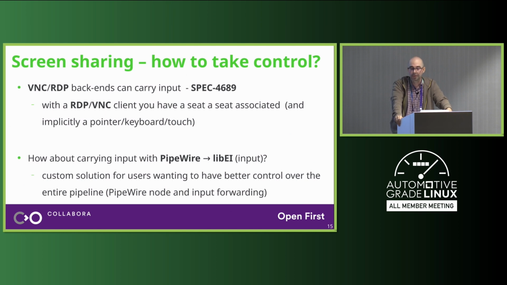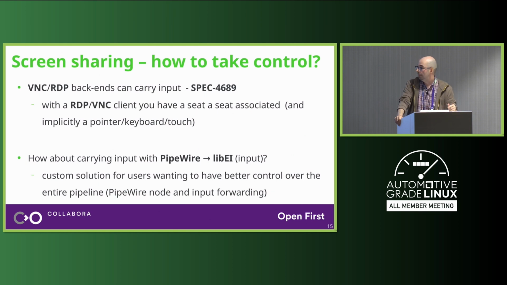Besides, a common feature when screen sharing an output is that you also like to give the person that you're screen sharing input control. And naturally, with the VNC and the PipeWire VNC and the RDP backends, you have that already because they also carry input. But with PipeWire, we don't really have that option. And this is more like a custom solution for users who don't want to use RDP or VNC. Maybe they have a different compression algorithm, or maybe they want to actually control the entire pipeline.